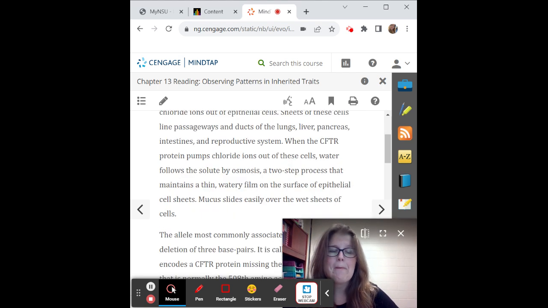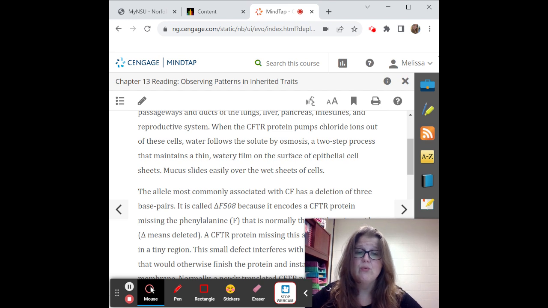But this thin, watery environment allows mucus to move easily over the cells. And this is important because you don't want to build up mucus. You want the mucus to run easily outside.